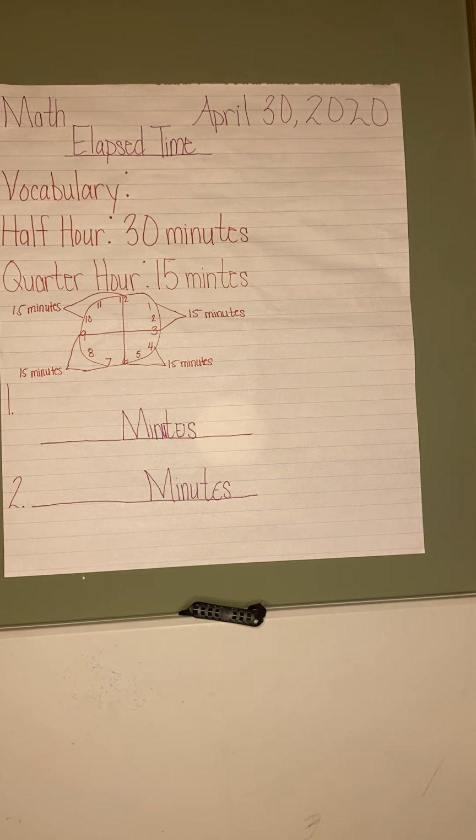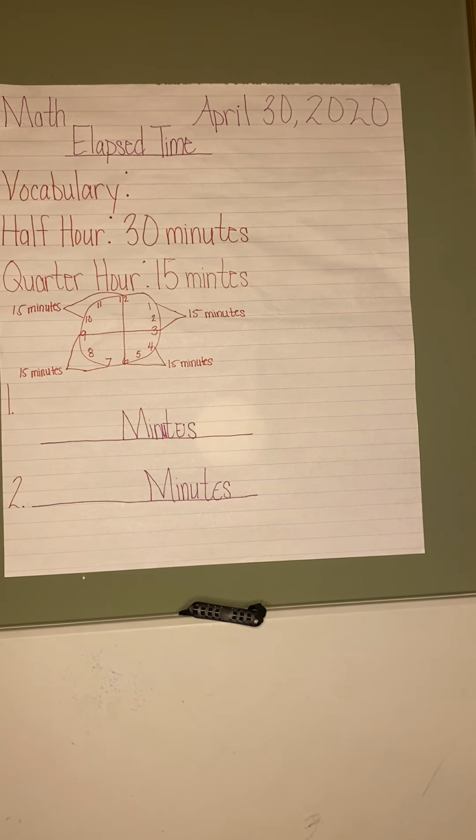Explore. Lisa started reading at 8 o'clock p.m. She finished reading at 8:30 p.m. For how long did she read? Let's read the cloud. It says, remember, there are 60 minutes in 1 hour. The minute hand moves around the clock once in 1 hour. So if she started reading at 8 o'clock and finished reading at 8:30, that means that she read for how many minutes? She read for 30 minutes.